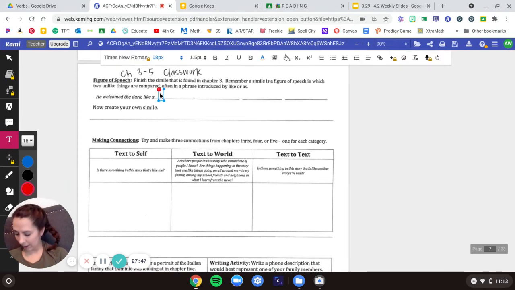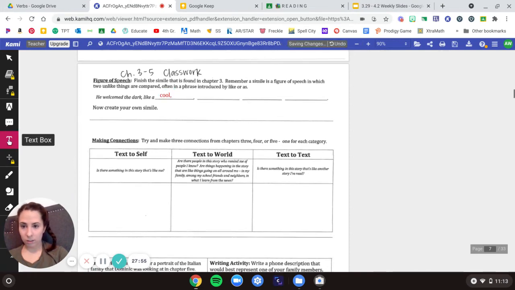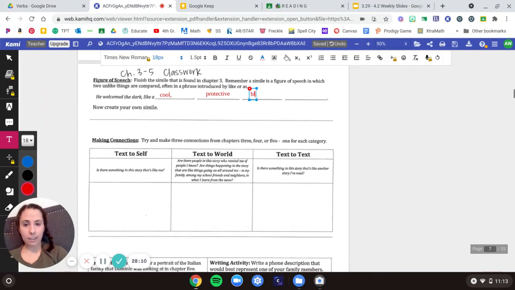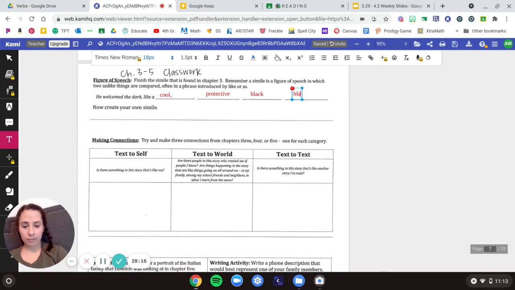He welcomed the dark like a cool, protective, black blanket. Ooh, so remember, he feels like a cool, protective black blanket.